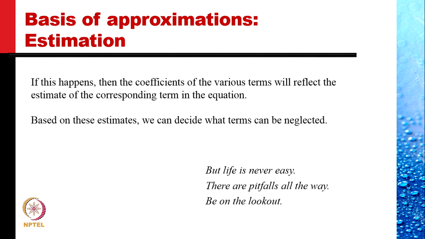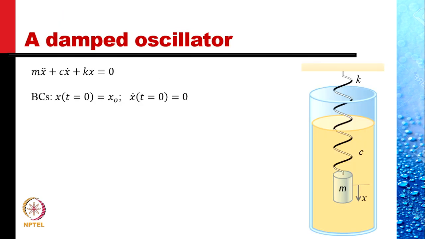But life is never easy. There are pitfalls on the way. Be on the lookout. We had seen one pitfall when we discussed the large Reynolds number flows. We start with a simple example of a damped oscillator.